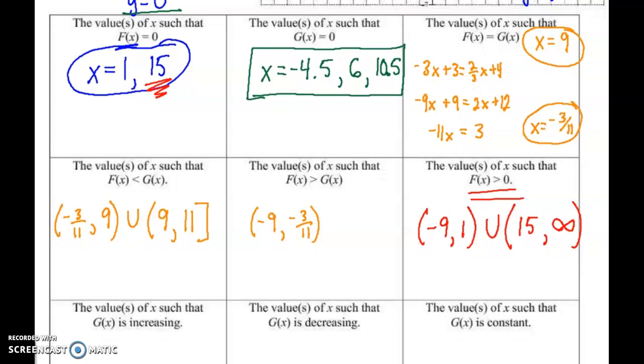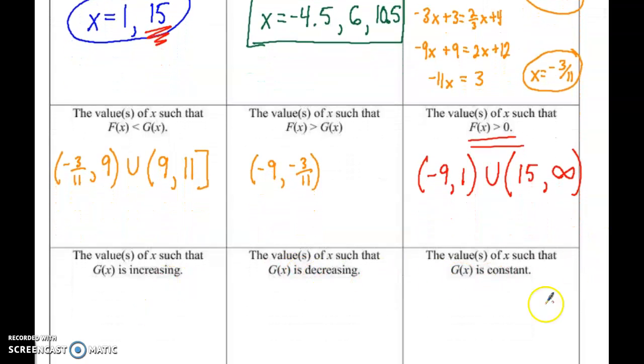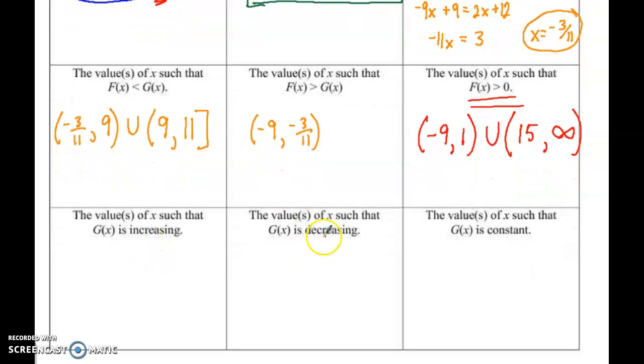Now I'm going to stop the video because I don't have enough time to do these 3. So I will come back and get these 3 answers for you.